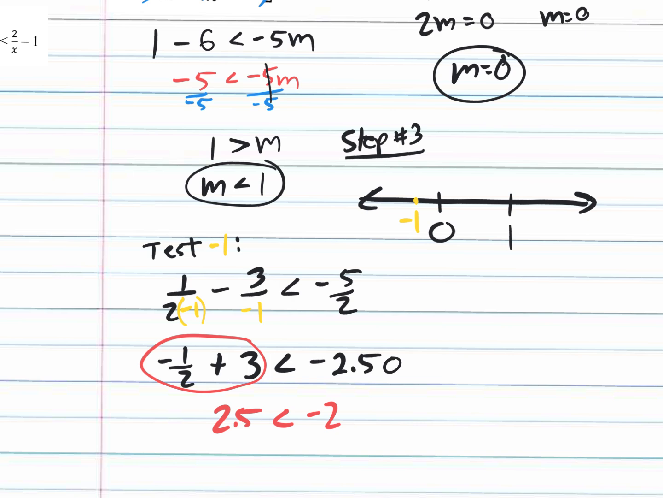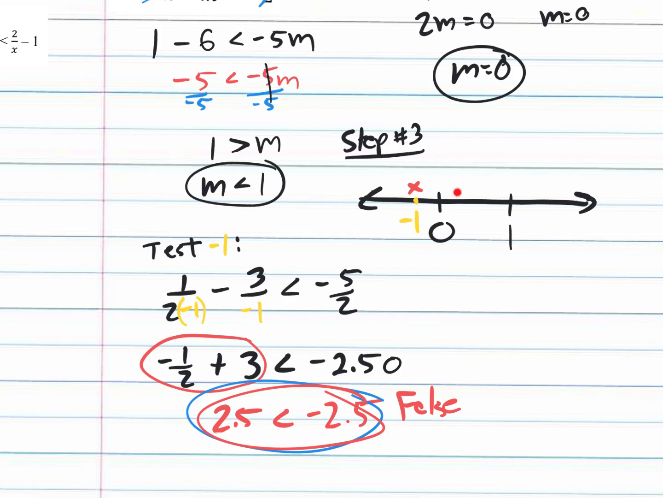Is that less than -2.5? Heck no, because a positive is always greater than a negative. So this right here is false. So that tells you that this does not work. I'm just going to put a little red X right next to that -1. That's telling me that this area doesn't work.